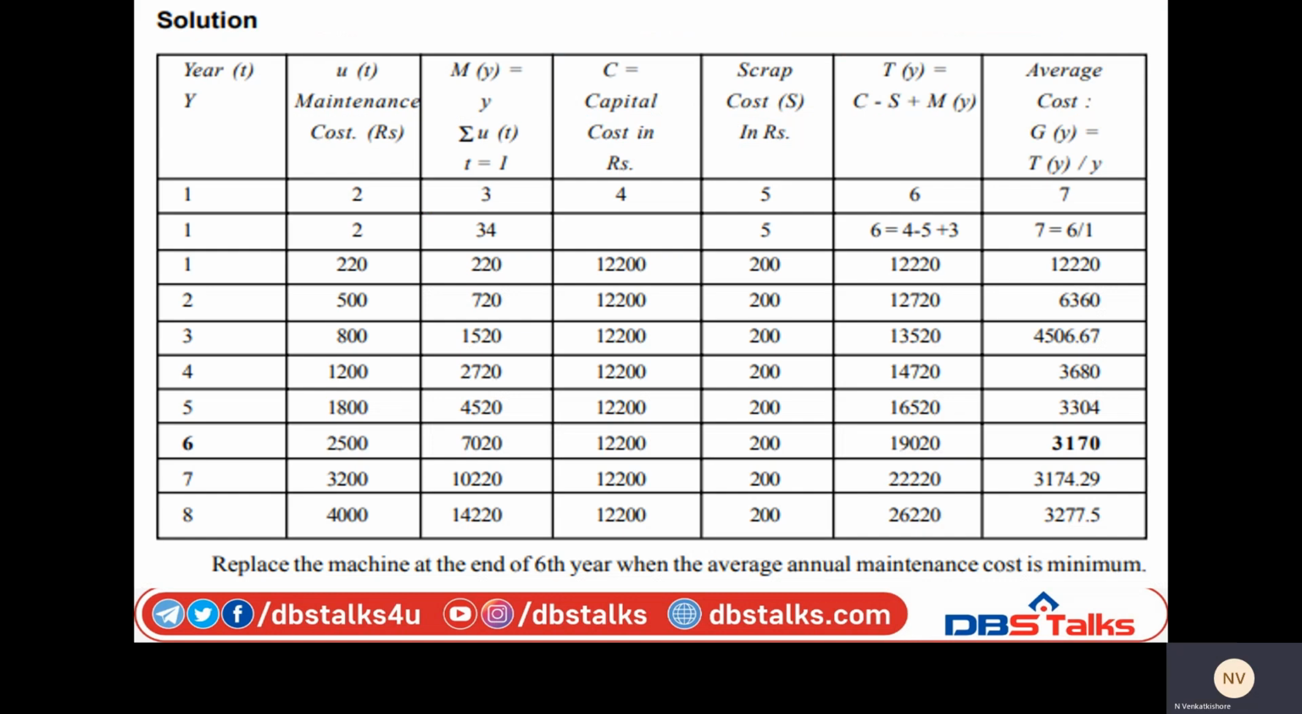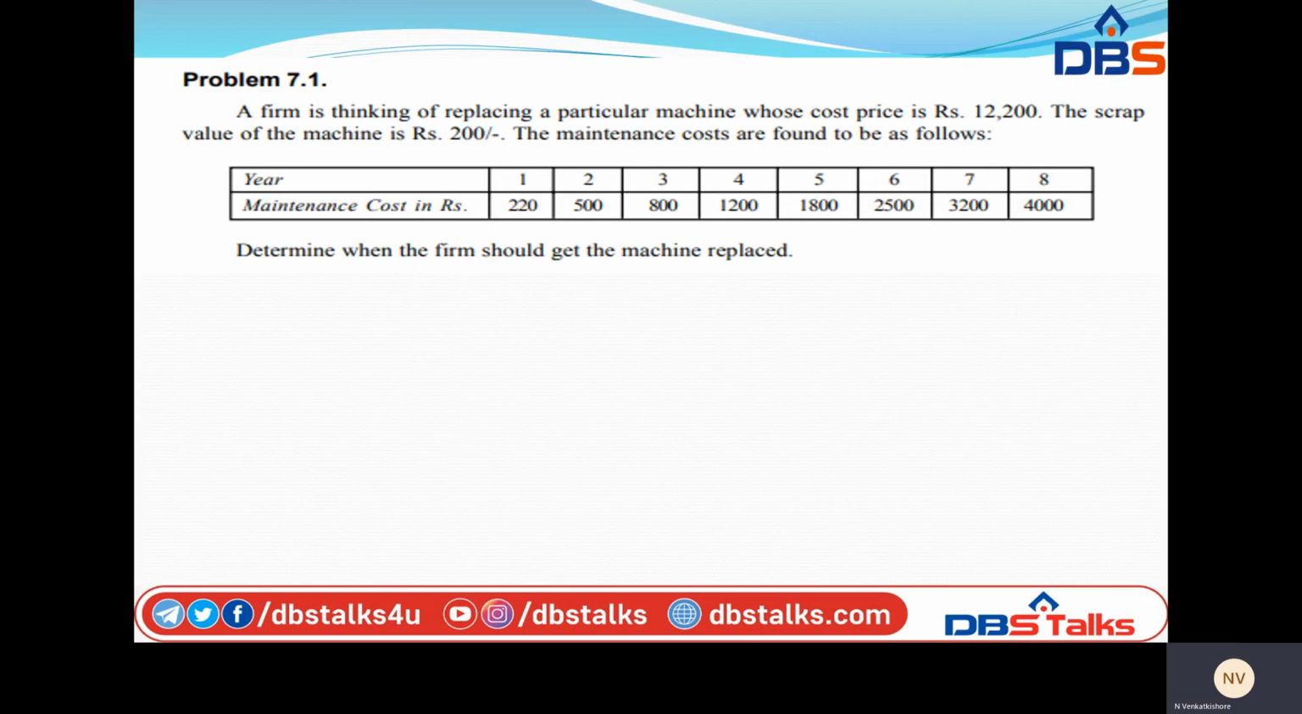Firstly, you have to remember the formula. What are the things we are given in the problem? First, the number of years. Then the maintenance cost, second. Third, the resale value. Fourth, the cost of the item. All these details you need to write in a table.